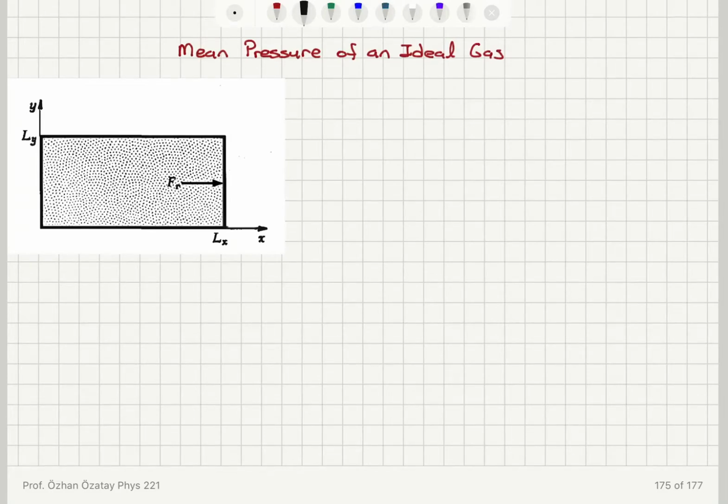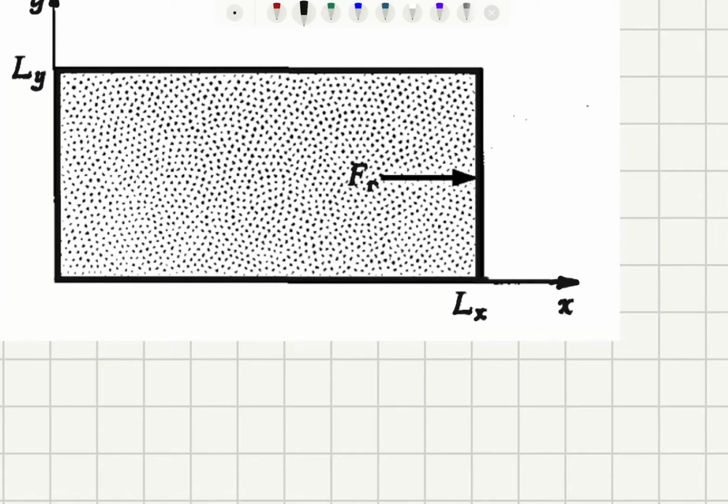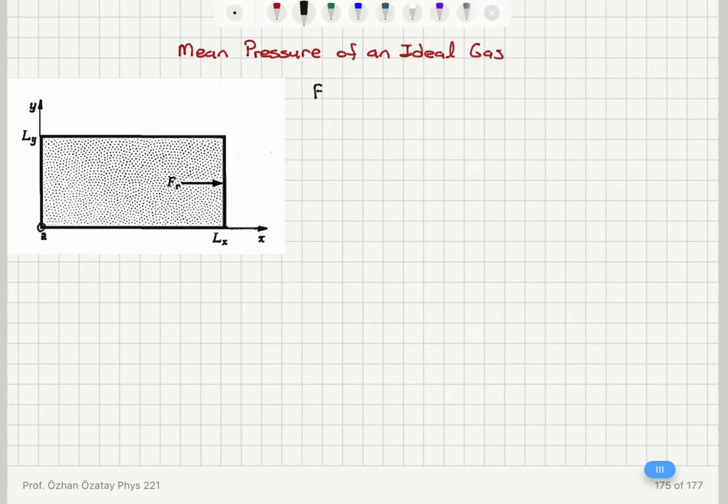We're now going to discuss the mean pressure of an ideal gas. Actually, we will be deriving the ideal gas law. We call F the force exerted by one molecule on the right wall of a container. So let's say that we have a container that has dimensions Lx, Ly, and Z is coming out. So there's Lz also. And we have this container filled with an ideal gas.